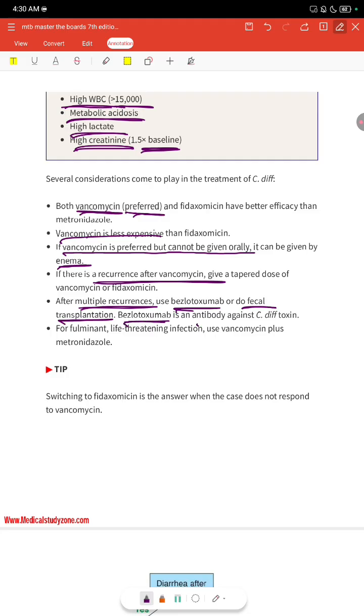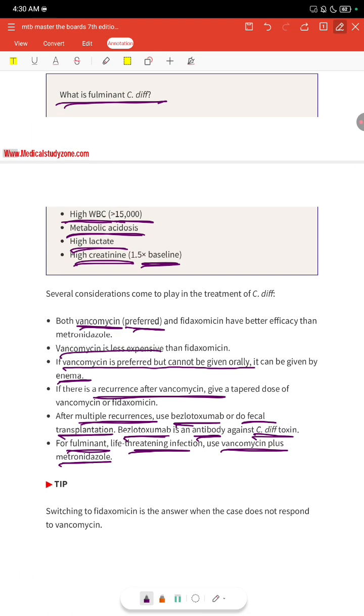Bezlotoxumab is actually an antibody against C. difficile toxin. For fulminant life-threatening infection, use vancomycin plus metronidazole. For fulminant difficile, we already discussed that it is a life-threatening infection, but it has to meet the criteria: high WBC more than 15,000, high-grade fever, creatinine 1.5 times the baseline, metabolic acidosis, and high lactate levels. You have to give vancomycin plus metronidazole both to treat it.